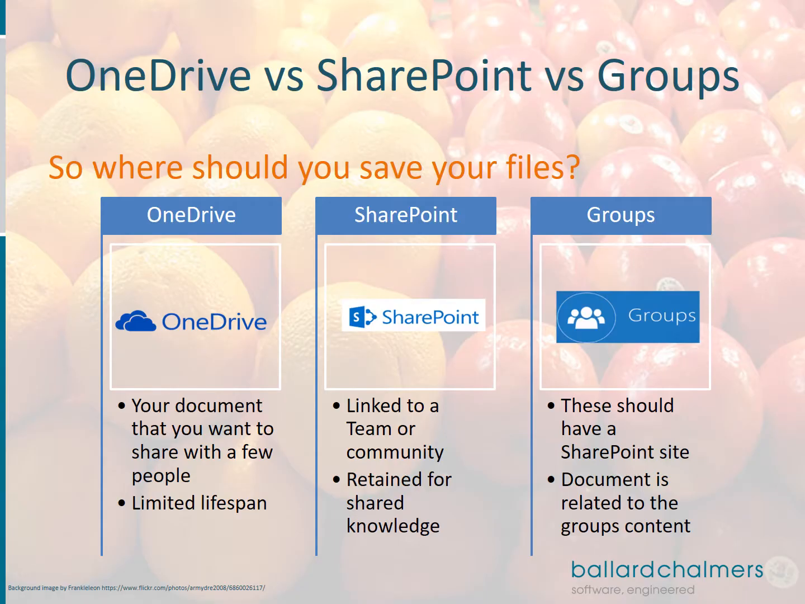With all these different places to save files and other content, it can be confusing for people to know what to save when. The generally accepted guidelines are to use OneDrive for your own items or when it is in draft. Then move it to the right place in SharePoint once complete, where you'll have it related to that team or community that the content is there for. And this helps you retain shared knowledge that other people can access. Groups are not really a place in itself, but will have a SharePoint document store for that purpose.